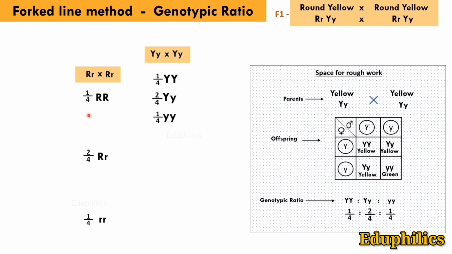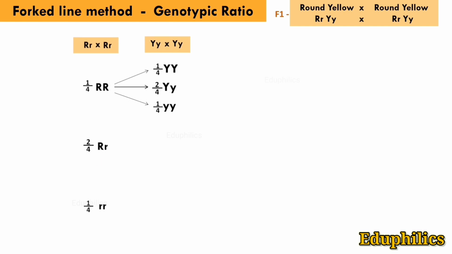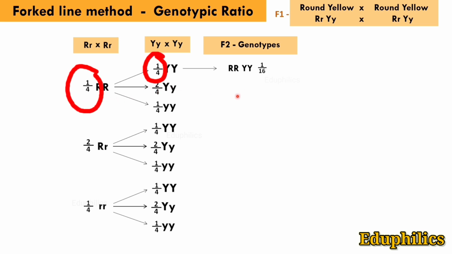A seed which inherits capital R in its genotype may inherit capital Y or capital Y or small y. These are possible combinations. Likewise, there can be possible combinations for capital R also and small r. Now let's write both of these together to know the F2 genotypes. Capital R, capital Y. Their probability is 1/4 into 1/4, 1/16. Observe the remaining genotypic combinations.